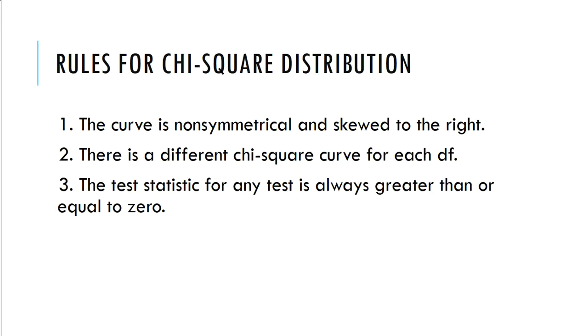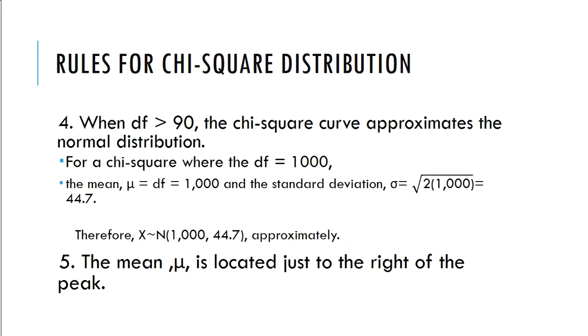So there are some rules for chi-squared. Number 1, the curve is non-symmetric and skewed to the right. Number 2, there's a different chi-square curve for each degrees of freedom, and they do look extremely different. Like if you had one with degrees of freedom of 4 compared to degrees of freedom of 100, they're going to look different each time. Number 3, the test statistic for any test is always greater than or equal to 0.